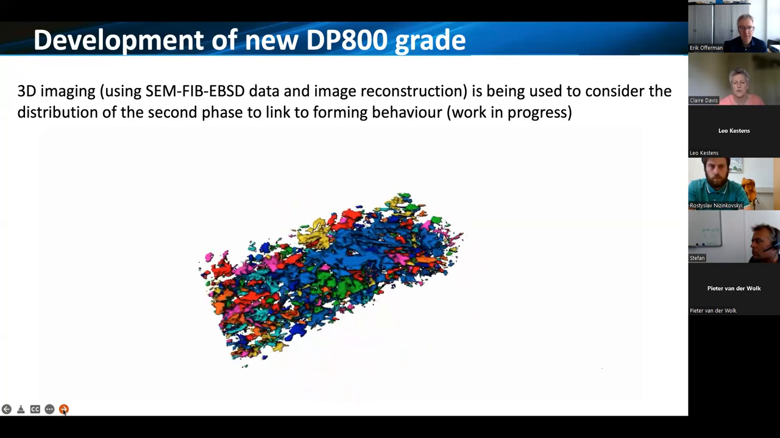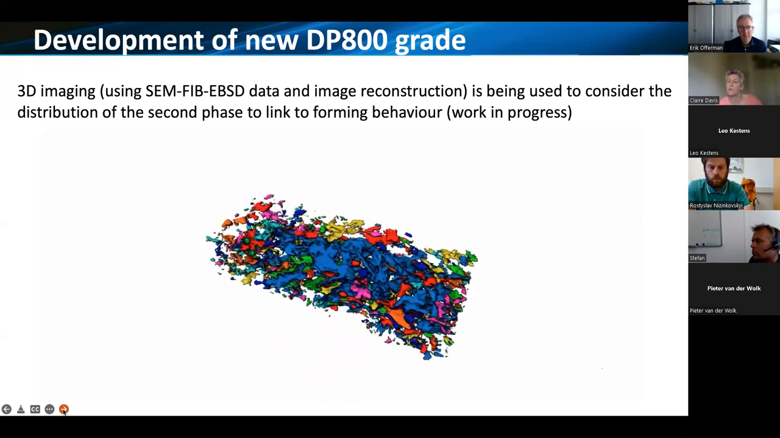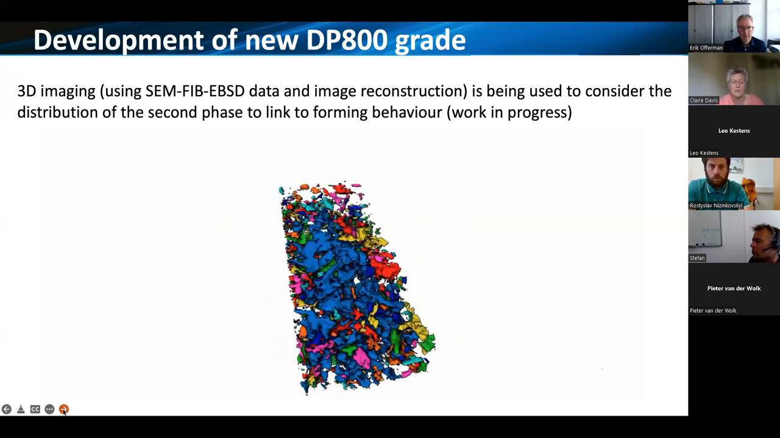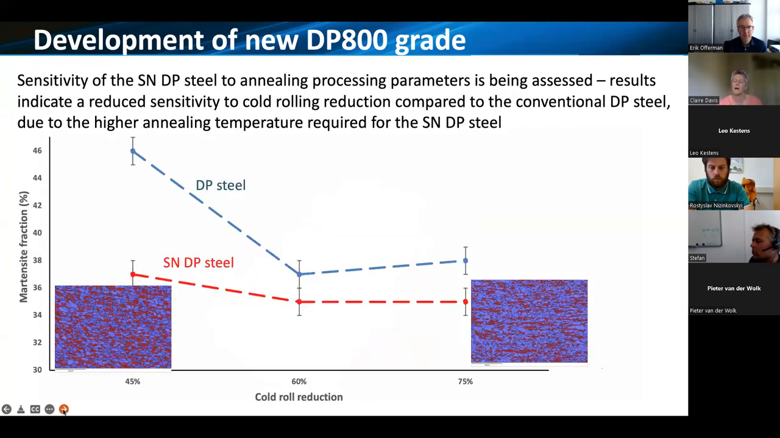And so we're just starting to do that, and we want to link this through to mechanical properties to see how the spatial distribution will directly link to anisotropy. That's work in progress. But I did say how important it was for us to consider our process sensitivities.